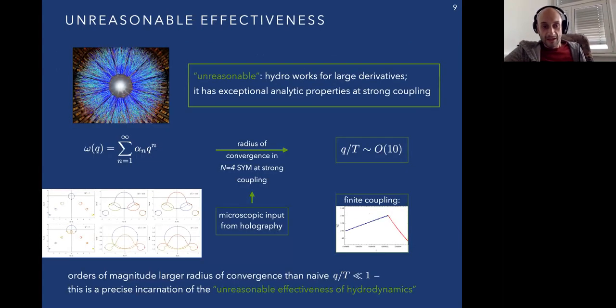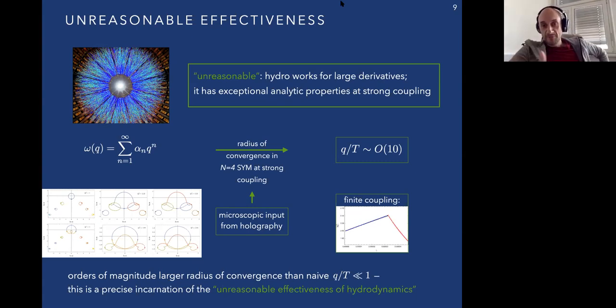Okay. Now, to summarize what I wanted to say in this first part, also in the context of what people talk about when they talk about the unreasonable effectiveness of hydrodynamics, typically what they mean is that hydro works for large derivatives. Okay. So what I think this analysis that we and other people have been doing shows is that indeed, at strong coupling, these hydrodynamic approximations to the full QFT work very well. Not only when they have large derivatives, but from the point of view of momentum space, one can make this fairly precise, right?